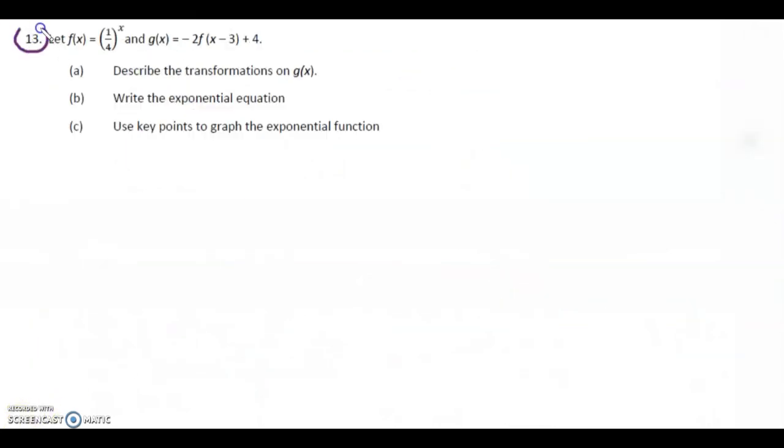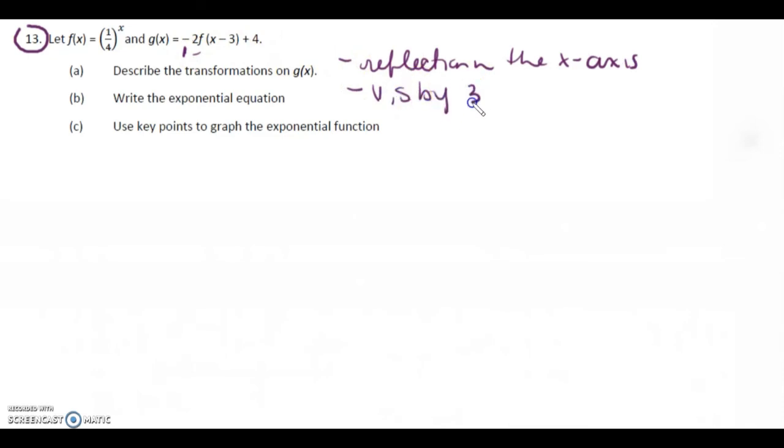Okay, number 13, let f of x equals (1/4)^x and g of x equals -2 times the function (x minus 3) plus 4. So describe the transformations. This is a reflection in the x-axis. Okay, this is a vertical stretch by a factor of 2, sorry. This is right 3, up 4.